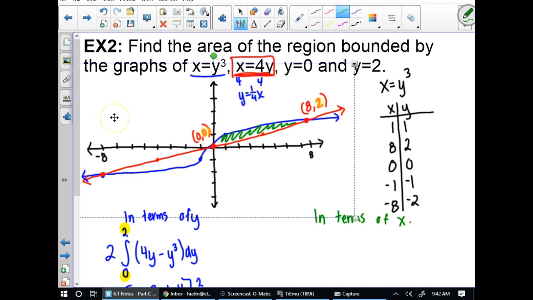Now you can do this problem in terms of x. But if you do, you must take both equations and solve them for y first. So like x equals y to the third, you've got to take the cube root of both sides. So that blue line right there, it is also y equals the cube root of x. And we already solved the line for y. It would be y equals 1/4 x.